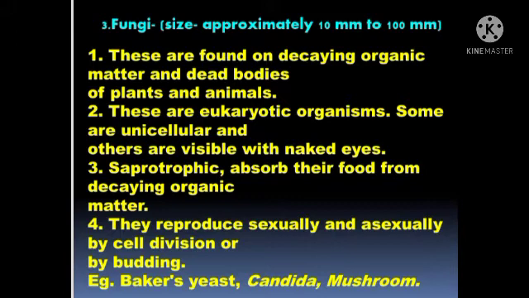These are eukaryotic organisms. What does eukaryotic mean? They have a true nucleus in them and all other membrane-bound organelles are also present. Hence, they are eukaryotic organisms. Some are unicellular. What does unicellular mean? Made up of single cell. Uni means one. Some organisms of fungi are of single cell. They are known as unicellular.